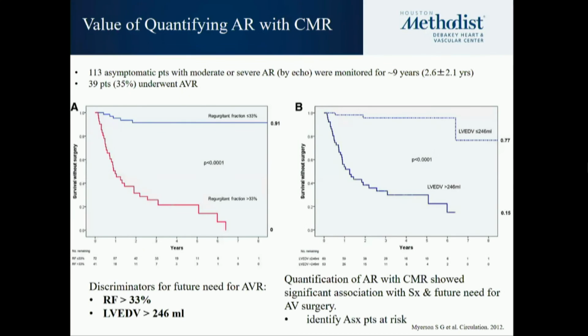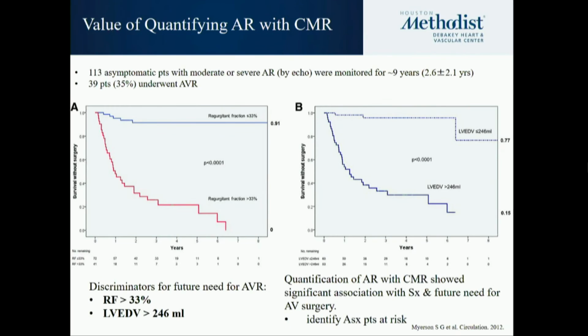So we know that MRI has a value in quantifying aortic regurgitation. This particular study looked at 113 asymptomatic patients with moderate to severe aortic regurgitation that was quantified by echo and followed for about 9 years.